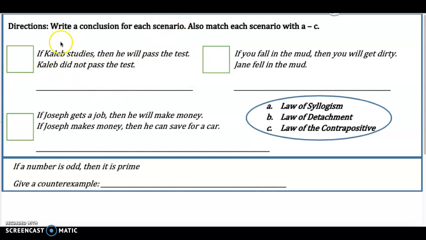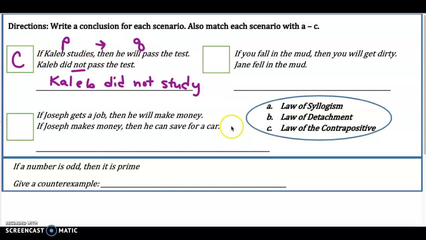So what's important to notice here is that this is a P to Q statement. If I look here, what happened was it switched and it made Q come first with the not. So it said Caleb did not pass the test. So what I can actually say here is Caleb did not study. This is the law of contrapositive, which says if you have a conditional statement, then the contrapositive is also going to be a valid statement. So if Caleb studies, then he will pass the test. So if Caleb does not pass the test, he did not study. That's your law of contrapositive.